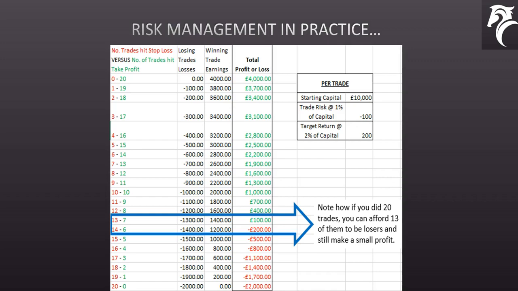However, what's most interesting is how many trades I can afford to get wrong before I turn a profit. And if you look at the blue arrow on the Excel spreadsheet, it shows I can afford 13 of my 20 trades, which is the majority, to hit their stop loss, and I still turn a profit. And that's great news. And the news gets better if you seek out higher reward ratios to risk.